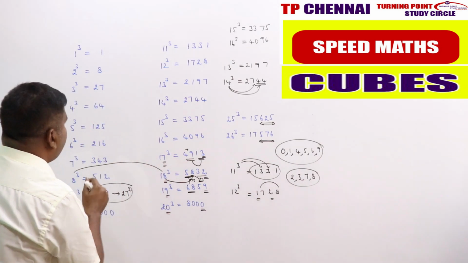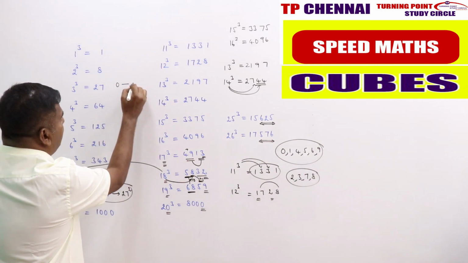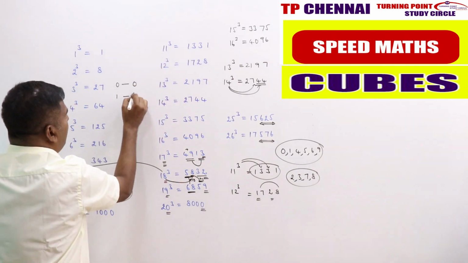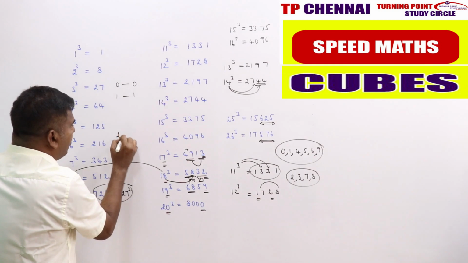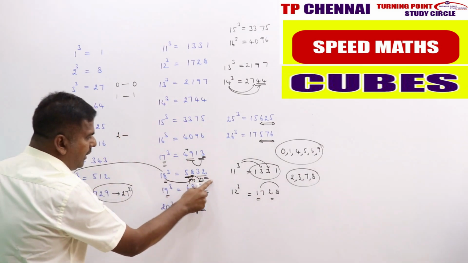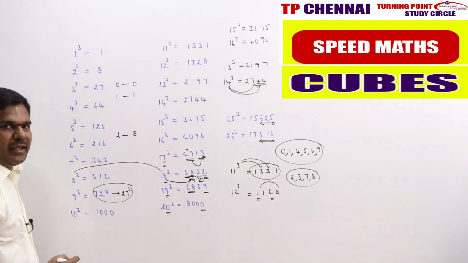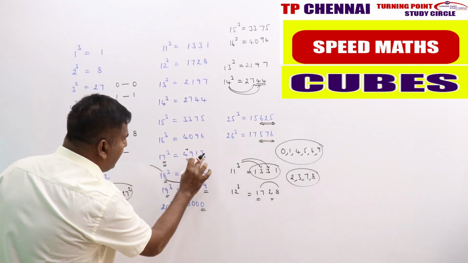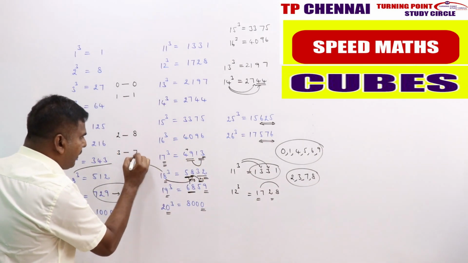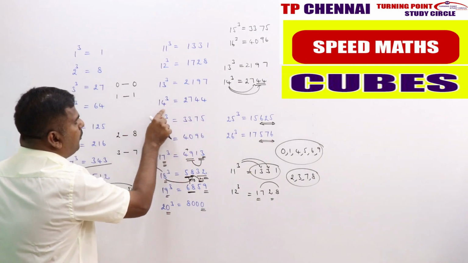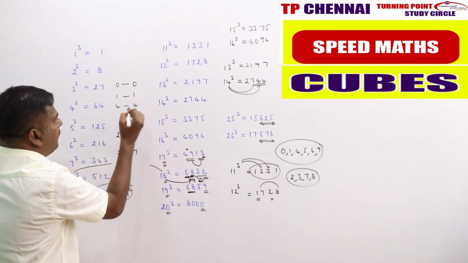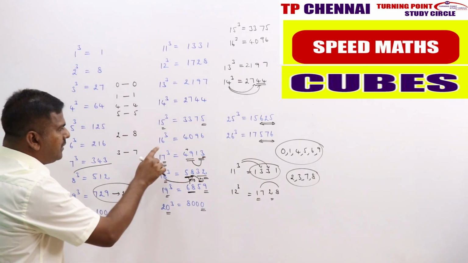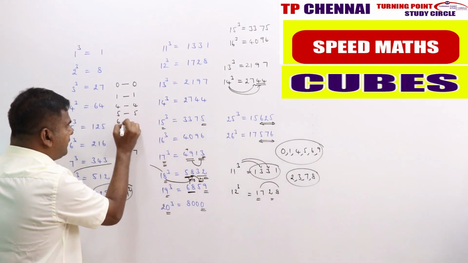See how it comes. If a number is ending with 0, the cube root also ends with 0. A number ending with 1, the cube root also ends with 1. If a number is ending with 2, the cube root will be ending with 8. If a number is ending with 3, the cube root will be ending with 7. If a number is ending with 4, the cube root will be ending with 4. If a number is ending with 5, the cube root will be ending with 5. If a number is ending with 6, the cube root also ends with 6.